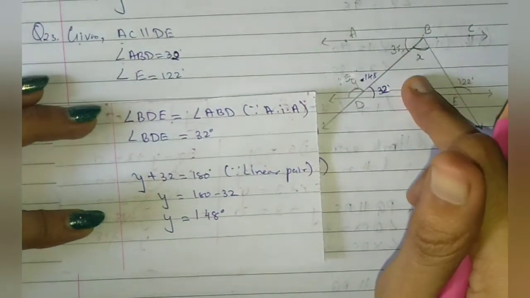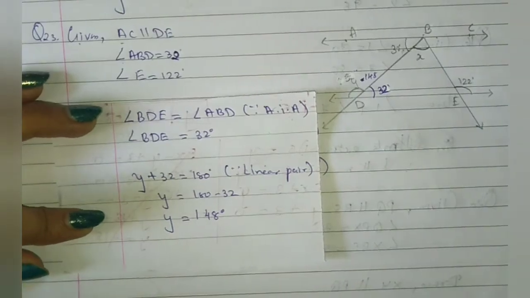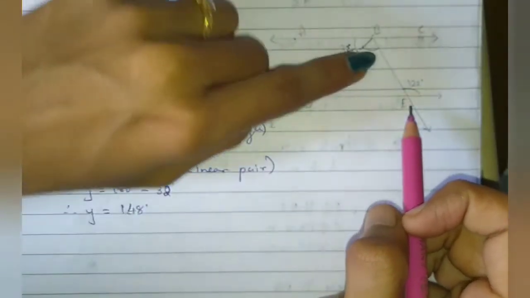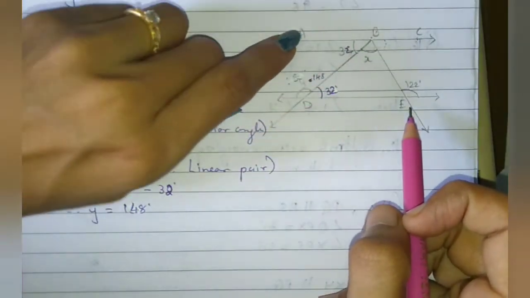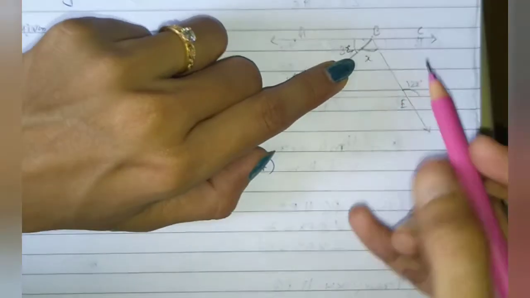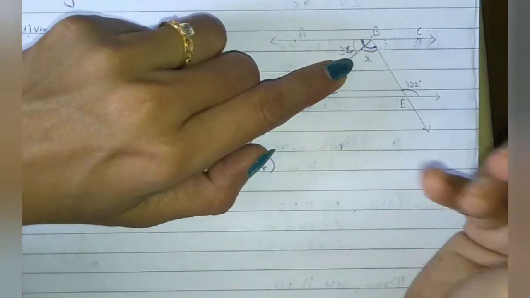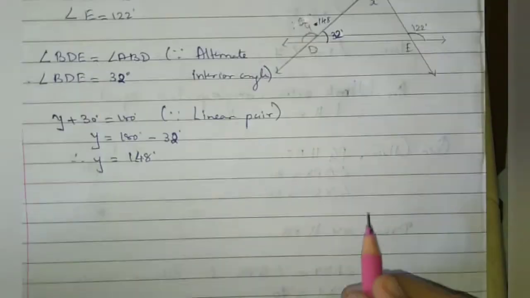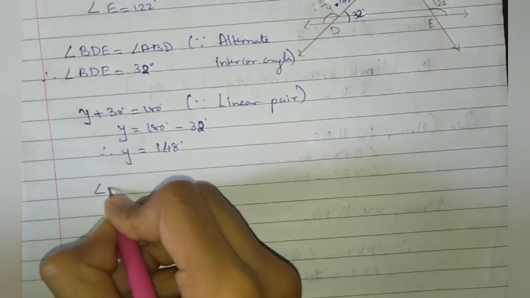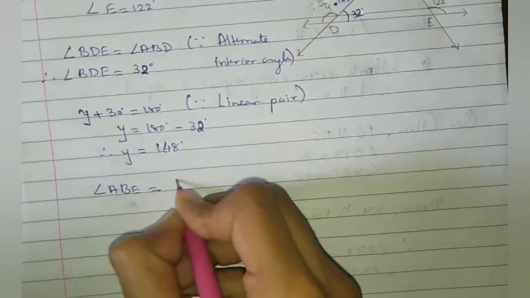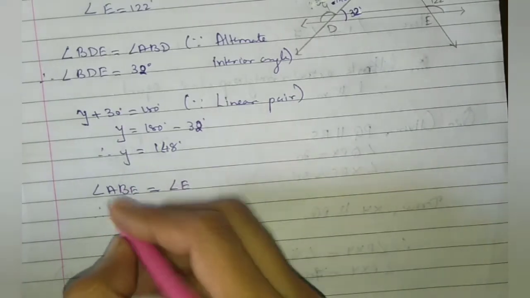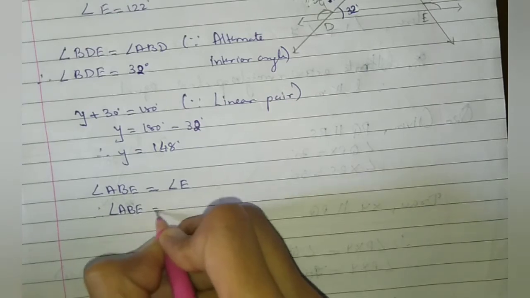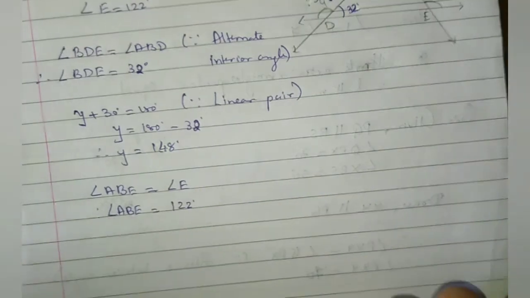Now we have to find angle x. So let us write that. Now we had given angle E equal to 122. So we can write this is alternate angle, angle ABE. So whole angle is 122. This whole angle is 122 degree because they are alternate interior angle. So I am writing that angle ABE equal to angle E. Therefore angle ABE equal to 122 degree.